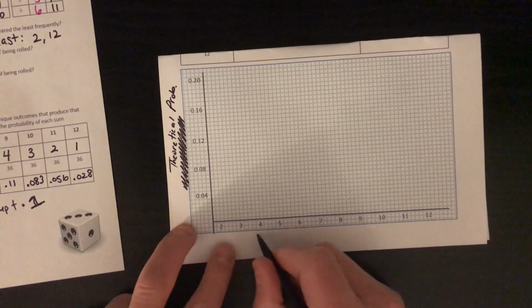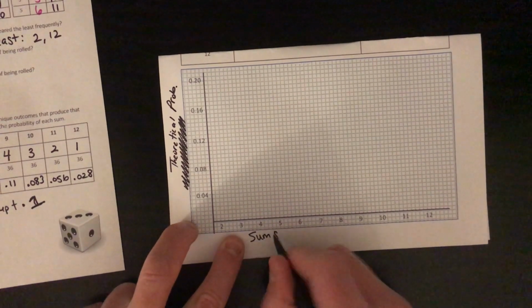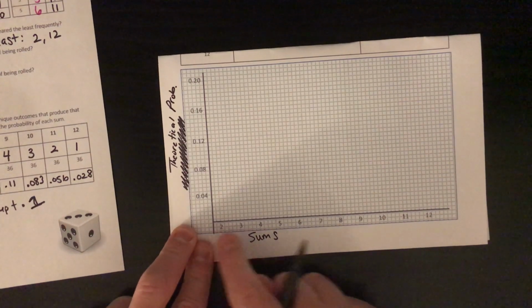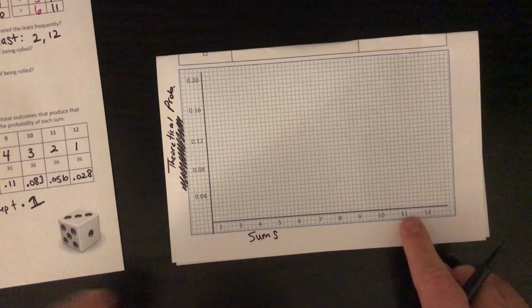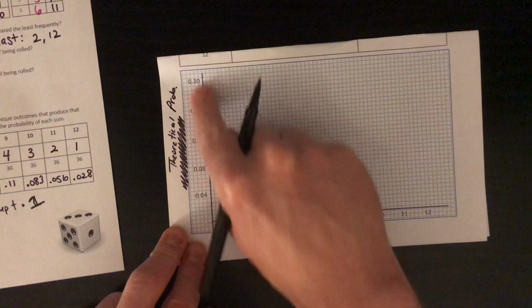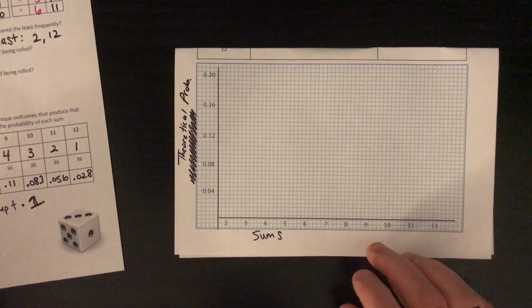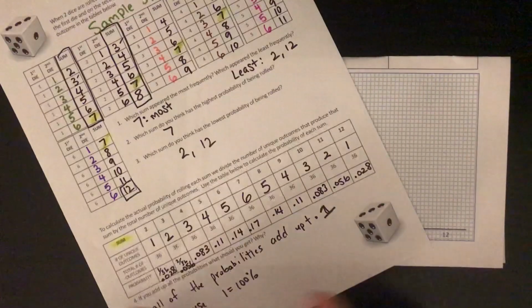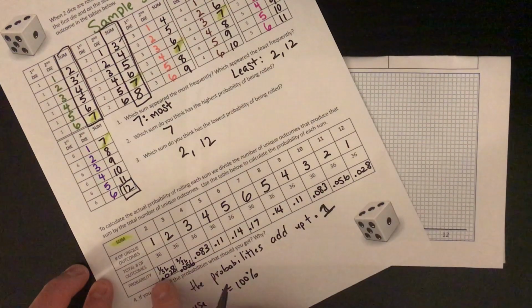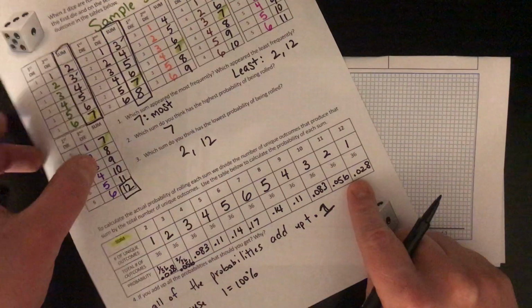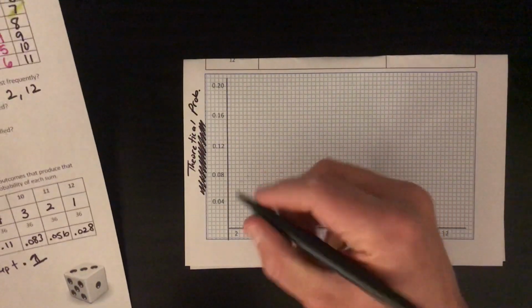Down here on the bottom, these will be the sums, like the sum being 2, the sum being 7, 11, etc. And across the y-axis is the theoretical probability of getting that sum. I'm just going to graph the numbers we just got on the previous paper, the theoretical probability of each of these sums. So the first one is 0.028.